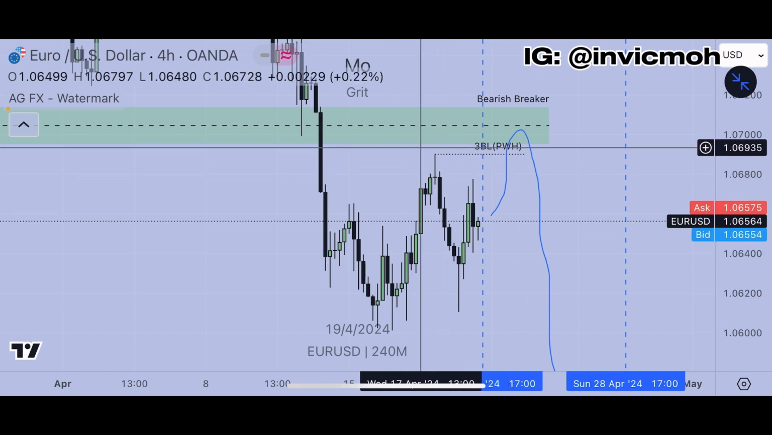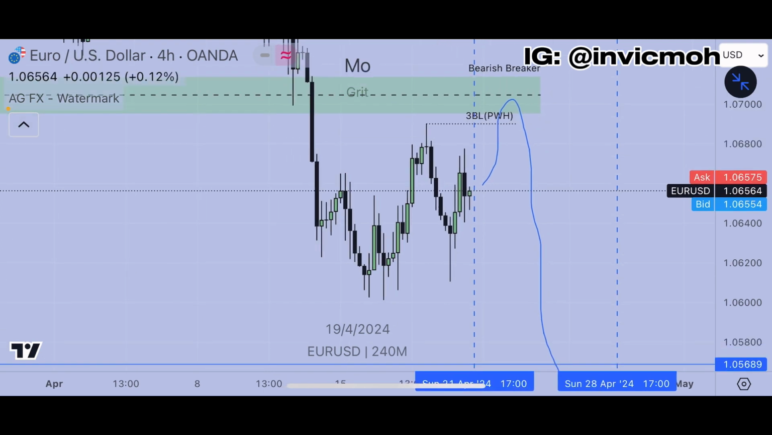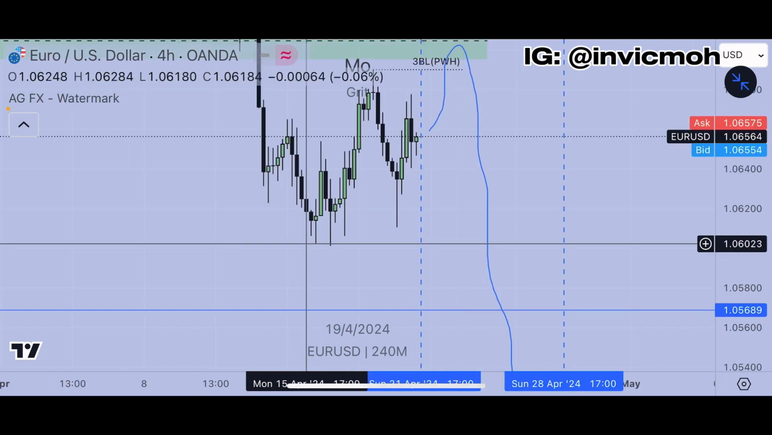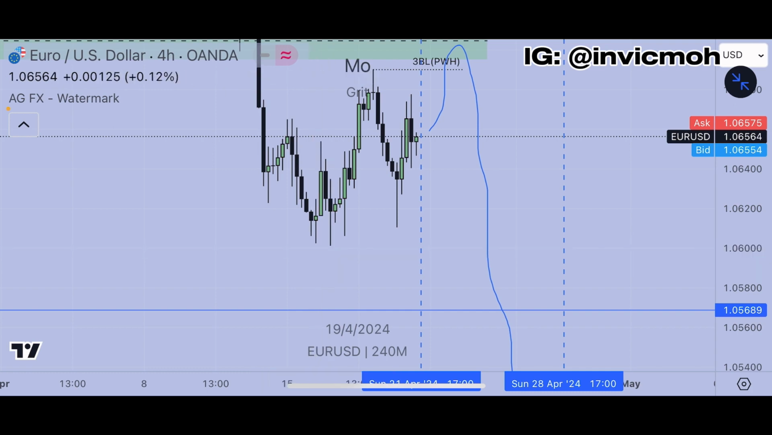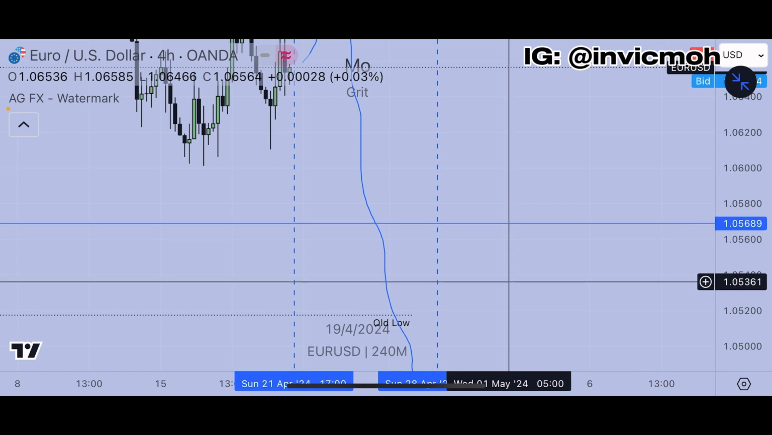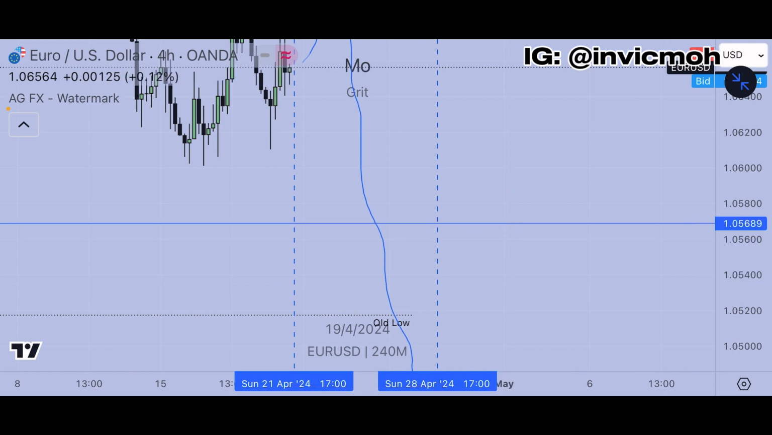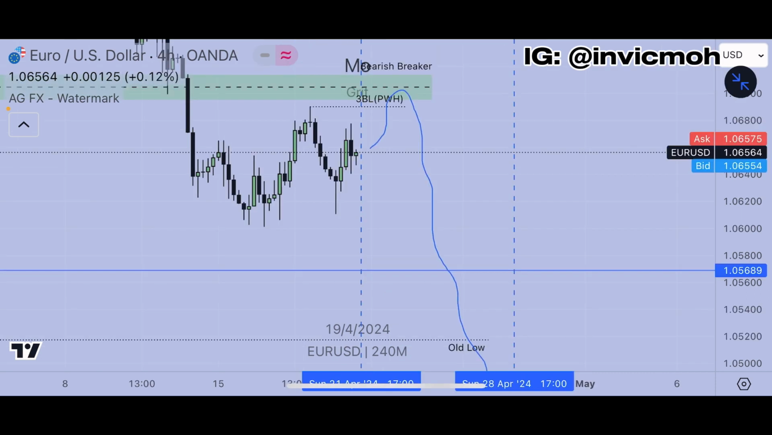But I would like to see price reach this previous week high as a liquidity before we see displacement to the downside. So these lows right here from last week's price action are actually a sell side liquidity, and I'll be looking for price to reach for this daily rejection block, which is the 1.05689 level, and we can potentially see price reach for this old low. So if there's volume in the market, we could potentially see more sells on EURUSD also.